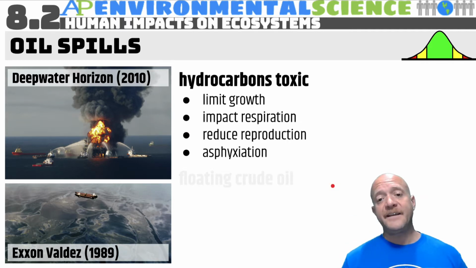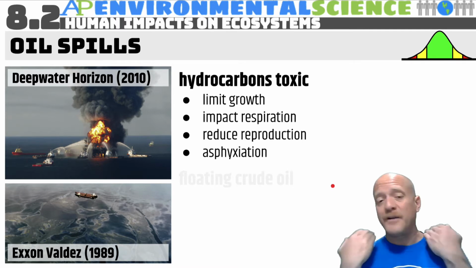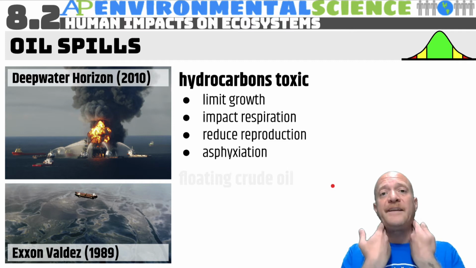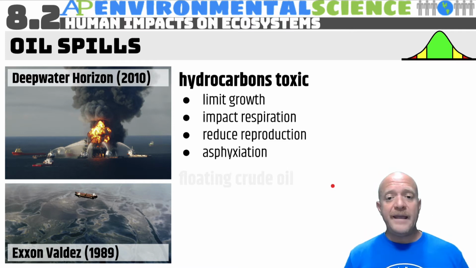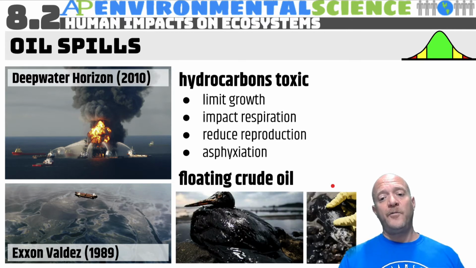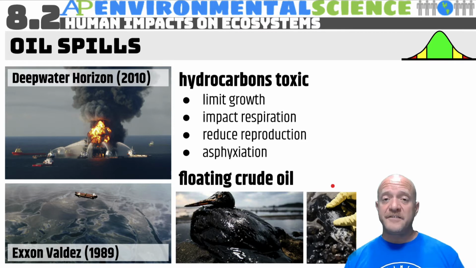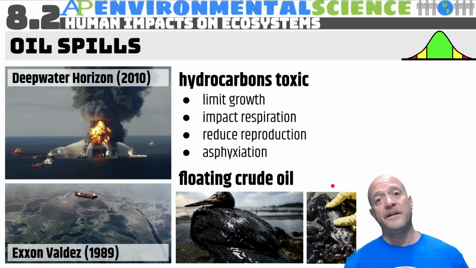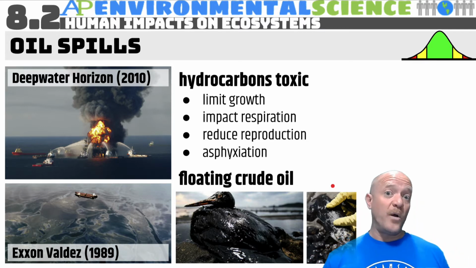So they're toxic because they can limit growth, and they can impact respiration. They impact respiration because, for example, the oil may coat the gills of fish. It may impact reproduction, and it can also lead to asphyxiation, especially with this blocking of the gills. And any floating crude oil will coat the feathers of birds and the fur of marine mammals. So that can also impact their ability to move around. It may impact a bird's ability to fly. It may impact an organism's ability to feed or to escape a predator.